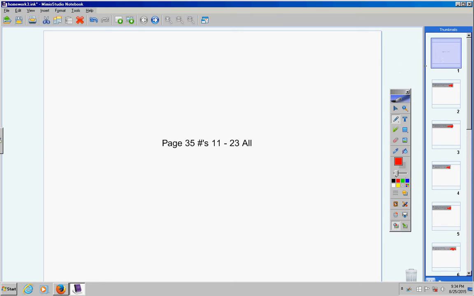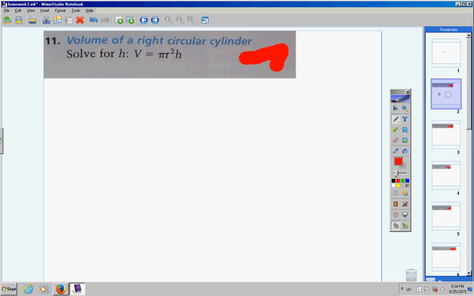Listen carefully, take really good notes, and let me help you understand these problems, alright? Number 11. The directions for 11 through 20 say to solve the equation for the indicated variable, okay? So here we go. Problem number 11. We are solving for h, alright?